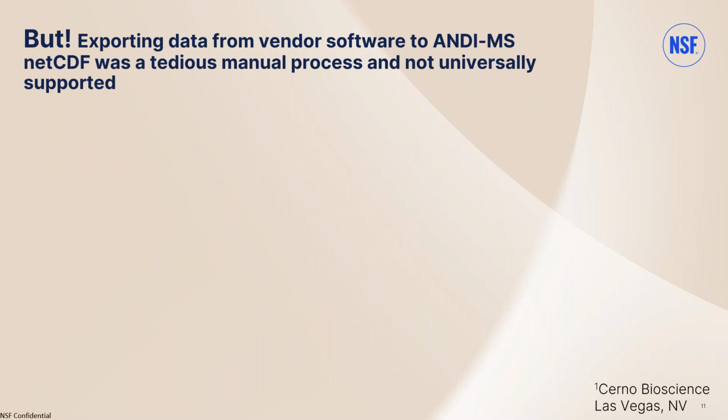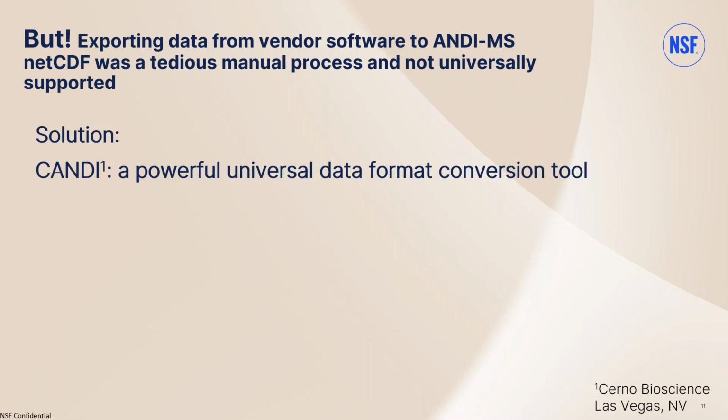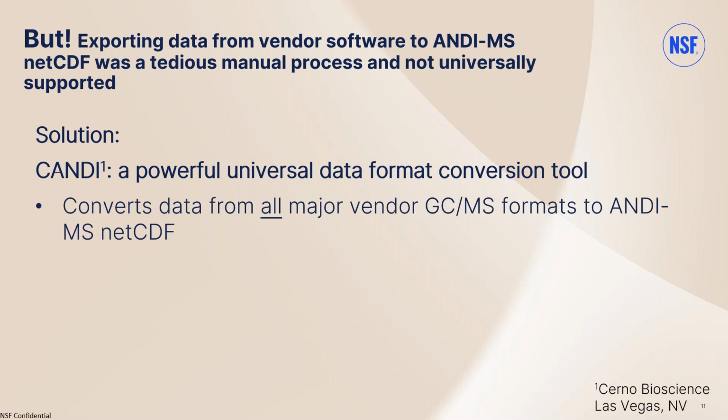But one problem that we ran into is that proprietary MS data like Agilent or Thermo doesn't always integrate natively with Chromeleon. So we needed a piece of software that could convert that to an open source format that we could import into Chromeleon. And so we went to Cerno, and they developed a program that they call CANDI, which can quickly convert mass spec data from any major vendor into an ANDI format, which can be imported directly into Chromeleon.